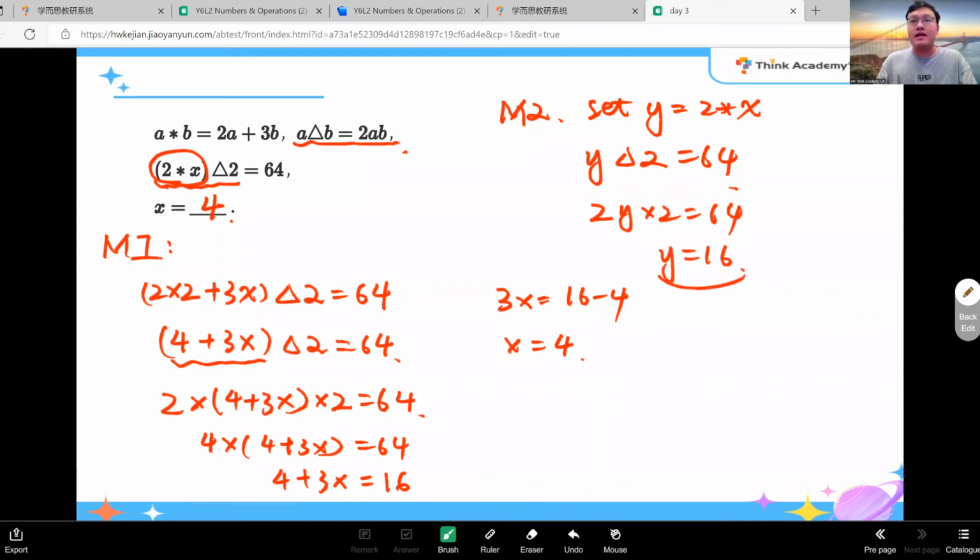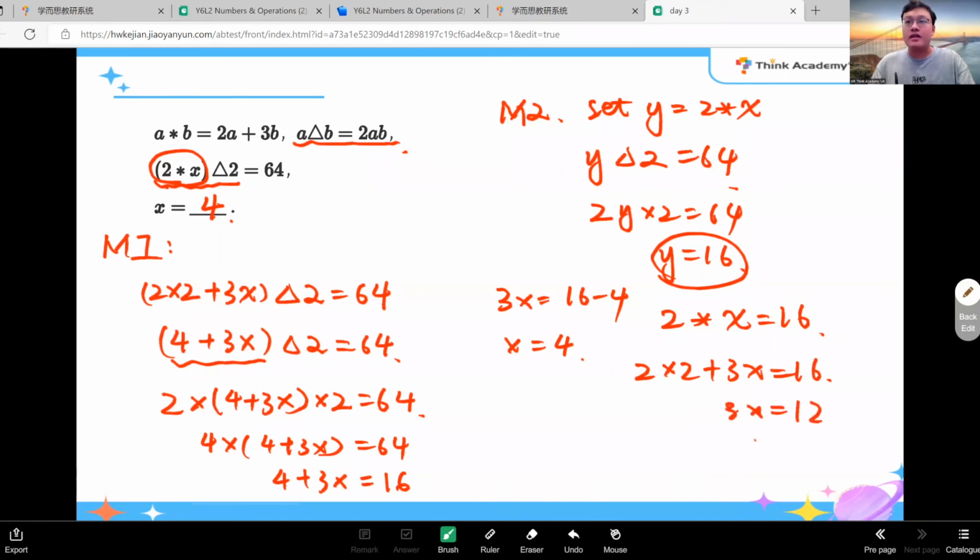And now I'm going to replace this whole part by 16, right? So 2 star x equals to 16. And what you get? So you get 2 times by 2 plus 3x, which equals to 16. That is the new equation you get here. And also you'll find that 3x is 12, then x is 4 here. Okay?